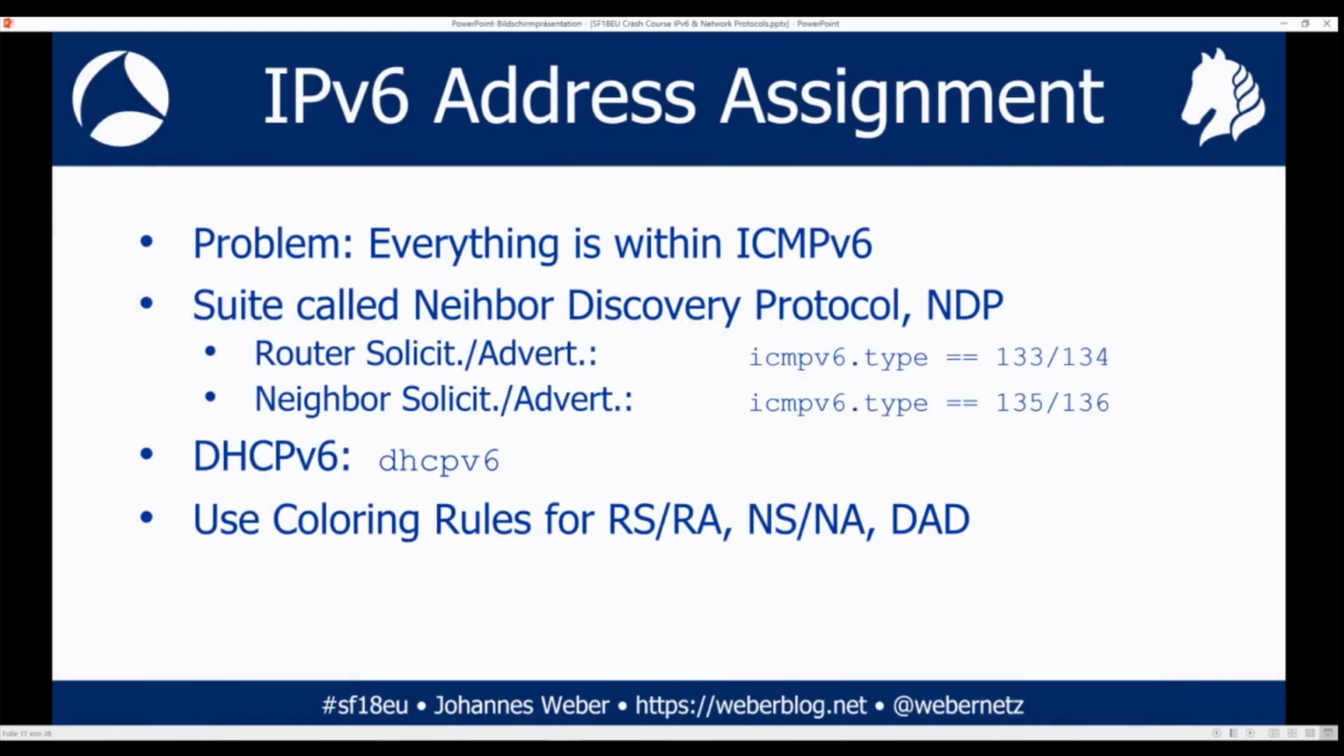So what's the problem? Now we're coming to the Wireshark part. So this was the address assigning part. What is the problem with all of these messages? Mainly the router advertisement, the router solicitation, and these duplicate address detections. All these messages are within the ICMPv6 suite.